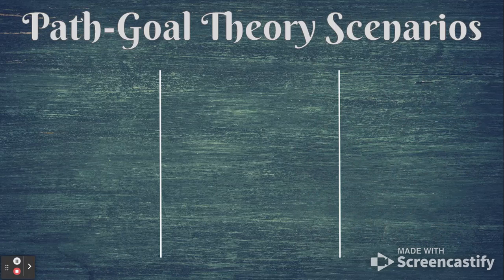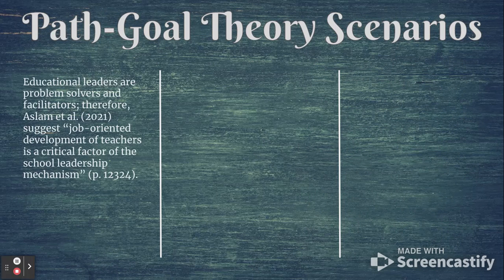So, path goal theory scenarios. I had so many of them, I really didn't know which one to use. But a quote: education leaders are problem solvers and facilitators. Therefore, the job-oriented development of teachers is a critical factor of school leadership and its functioning and getting through the process. A directive approach would be to use with your inexperienced teachers that are on campus, or to avoid conflict when you have a lot of very strong-minded individuals that work for you that all want to go in separate, different directions.